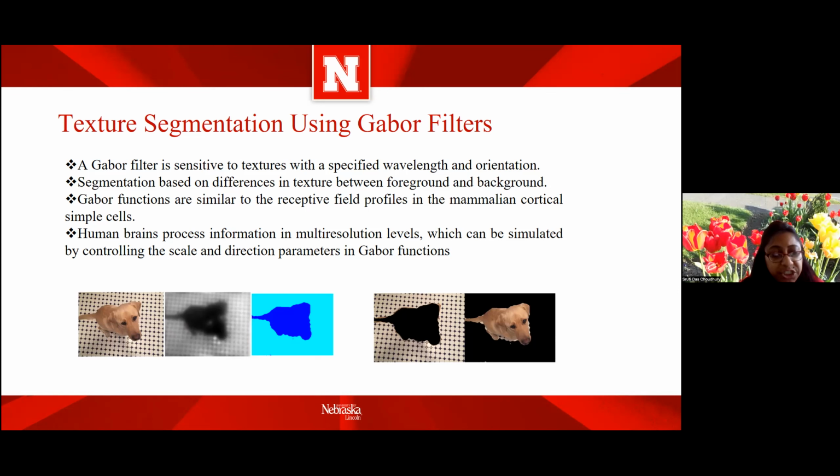So this image, if you see, the original image is shown on the left-hand side, and the middle one is the Gabor magnitude image. We computed the scales of the magnitude, and that is the result of segmentation. Then we superimpose the segmentation results on the original image, and the dog has been segmented out, which is shown at the extreme right-hand side.